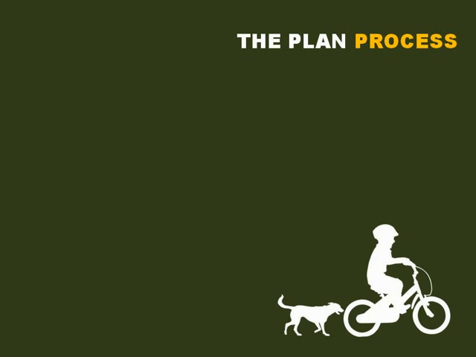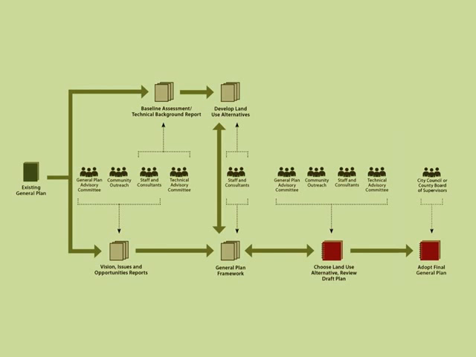So how can you ensure that health goals are reflected in your next general plan? Well, first let's take a look at what the update process looks like. So here is an overview of a generic planning process. The details may be slightly different in your community.